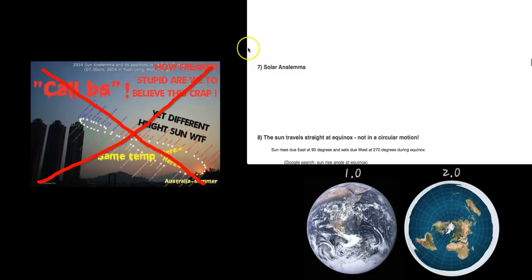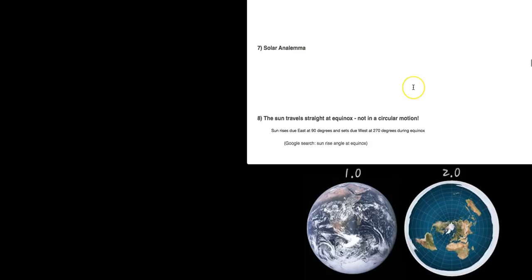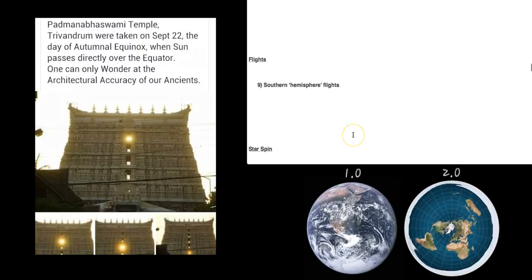We covered the ridiculousness of the solar analemma. The temperature between the spring and the autumn should differ because the sun is at a different height in the sky, according to the solar analemma. We also saw the temple in India, which shows that the sun is traveling straight at equinox.